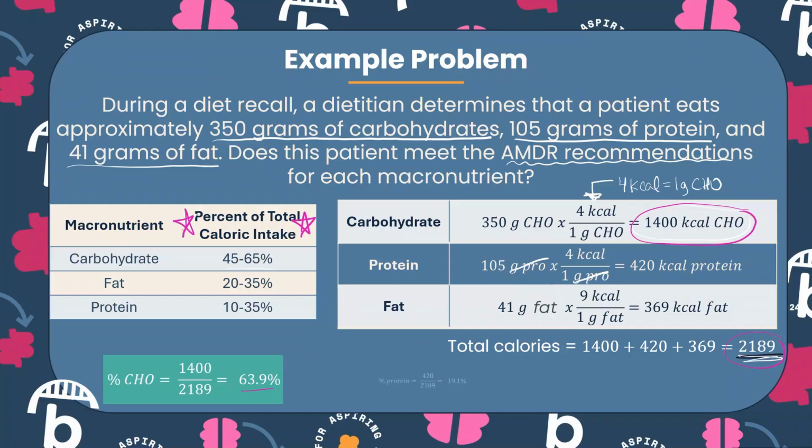They're taking in 420 calories from protein divided by our total calories, which is 19.1%, just outside the range. That's why this one is red. And we'll do the same thing for fats. And we find out it's 16.8% fat, which falls between 10 and 35%.